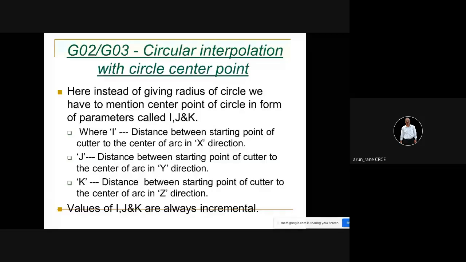Suppose you want to do spiral machining, helical machining, or cut a three-dimensional thread. So that time you need to go in I, J, and K. That is blades. So that time you need to go in I, J, and K. And remember, I, J, K values are always incremental.